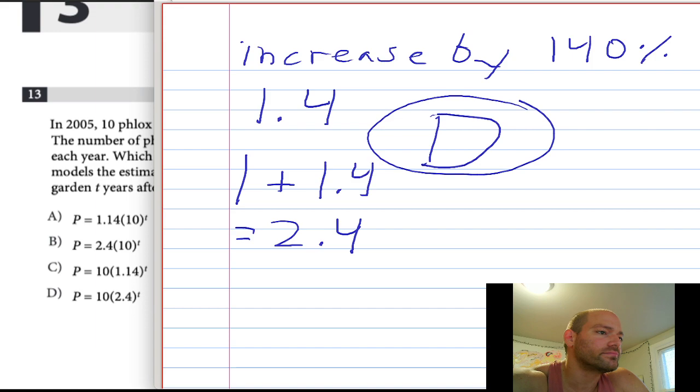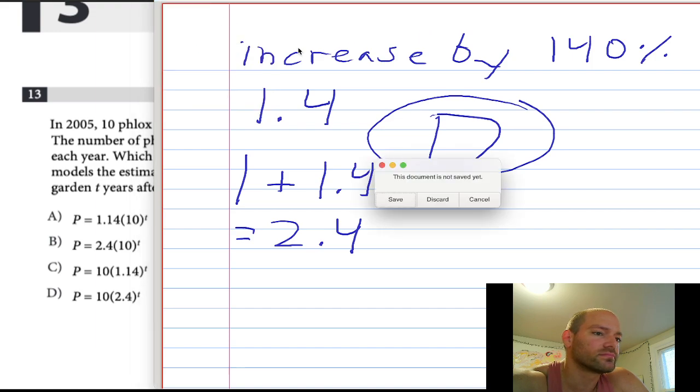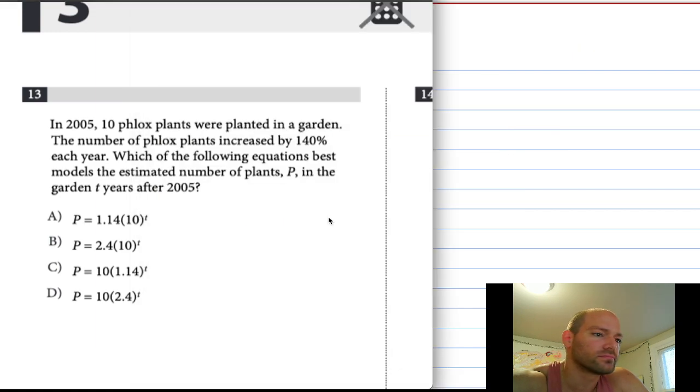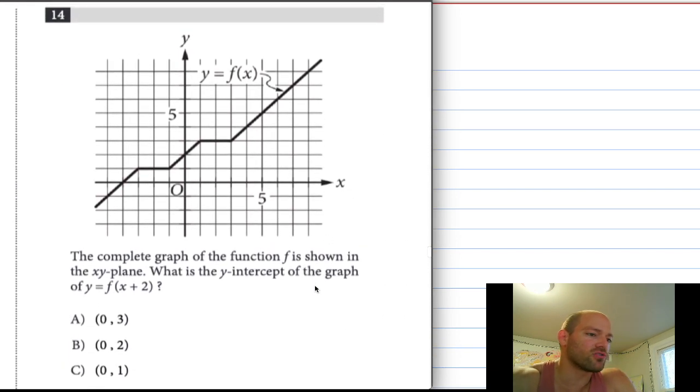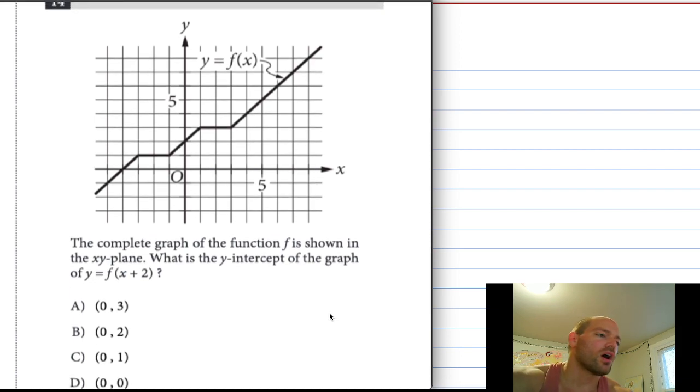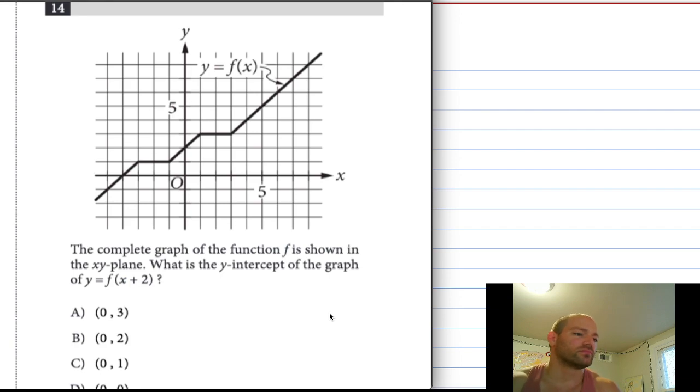Okay, let's move on. Number 14. The complete graph of the function f is shown in the xy plane. What is the y-intercept of the graph of y equals f of x plus 2? Okay, well, first of all, do you see a trap answer here?